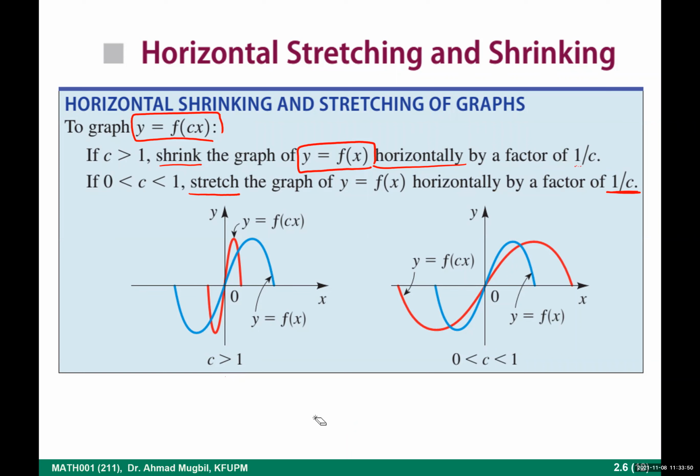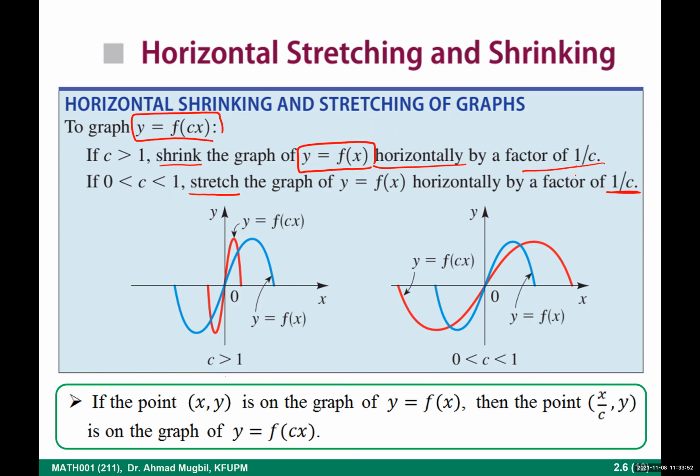In a simple way, the factor is 1 over c. It wasn't like that before. In the vertical, this one was c, and this one was c. Simply to think about it like this, if the point x and y was on the old original graph, what will it become in the new graph? It will become x over c and y, because the amount or the factor of stretching or shrinking is 1 over c, not c like the case of vertical.